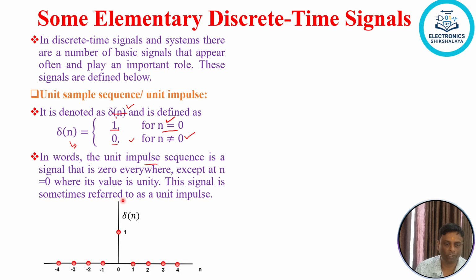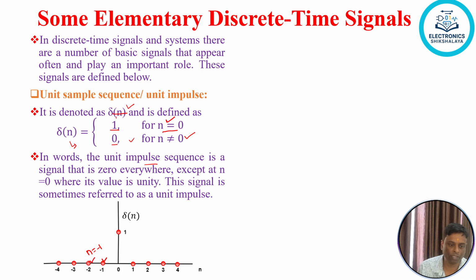You can see this is the diagram of del of n. At n equal to 0, the value is unity. Everywhere else, for the values of n that is 1, 2, 3, 4, the value of del of n equals 0. Similarly, on the negative axis the value is 0; at n equal to -1 the value is 0.